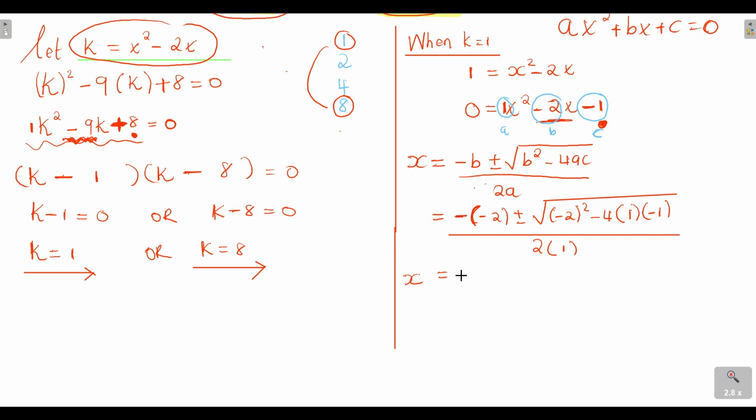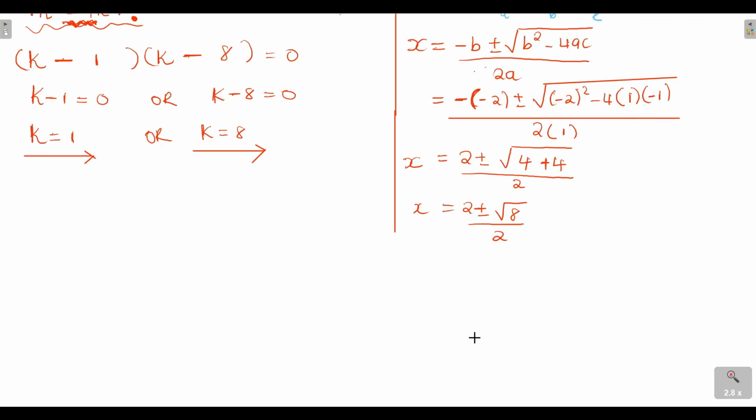Negative times a negative is a positive 2, plus or minus the square root of negative 2 all squared, which is a positive 4, minus negative and a negative, which is a positive, and then 1 times 1 is 1. So we just have a 4 there, all over 2 times 1, which is just 2. So that is the same as saying 2 plus or minus the square root of 4 plus 4, which is 8, all over 2.